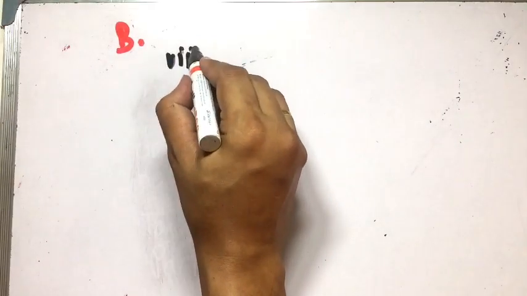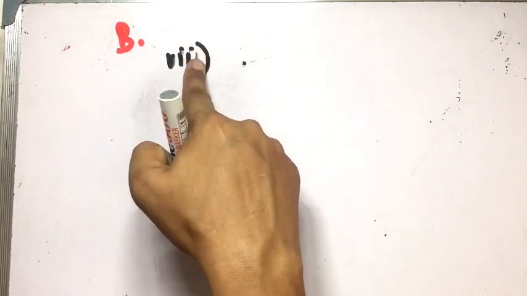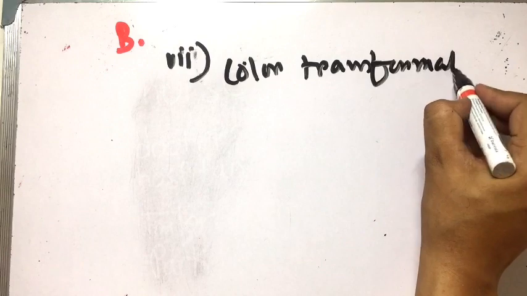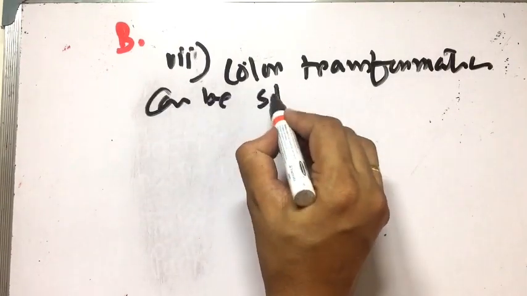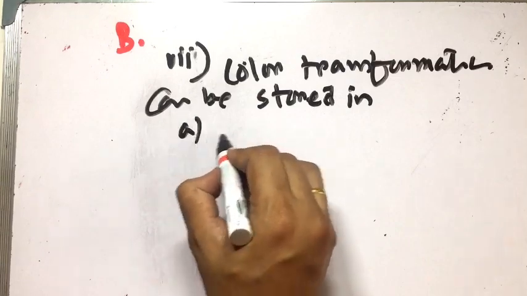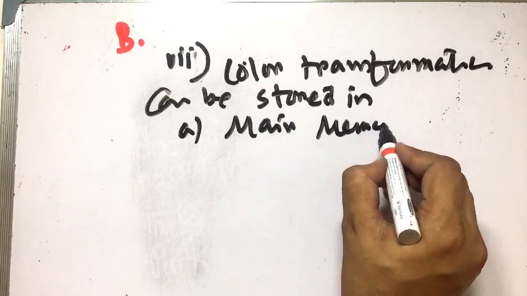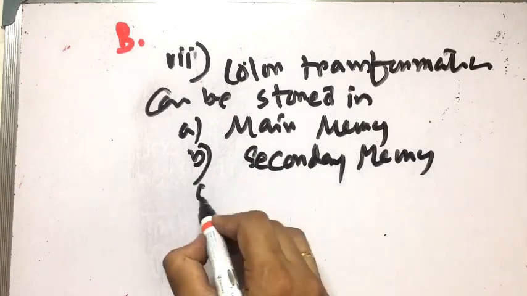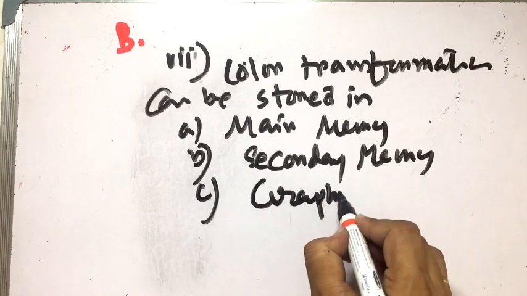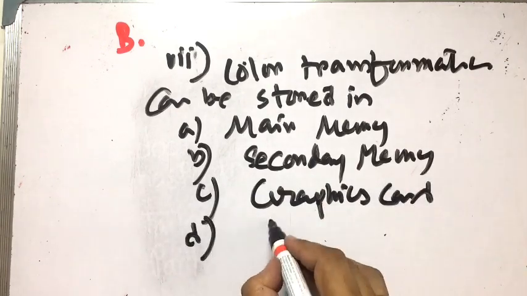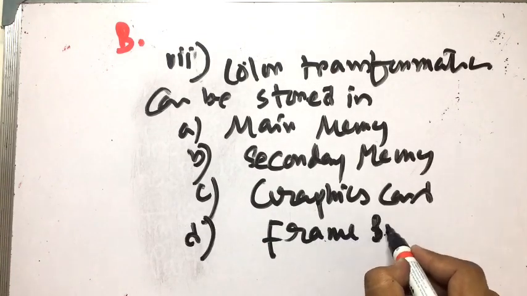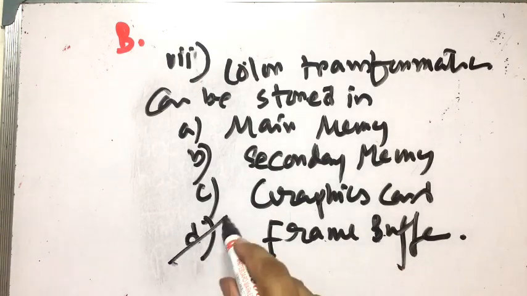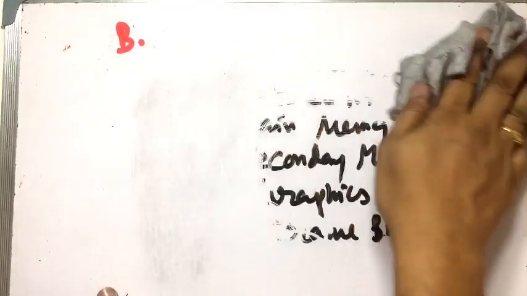Next, question number 7. Color transformation can be stored in: Option A, main memory. Option B, secondary memory. Option C, graphics card. Option D, frame buffer. The answer is that color transformation can be stored in the frame buffer.